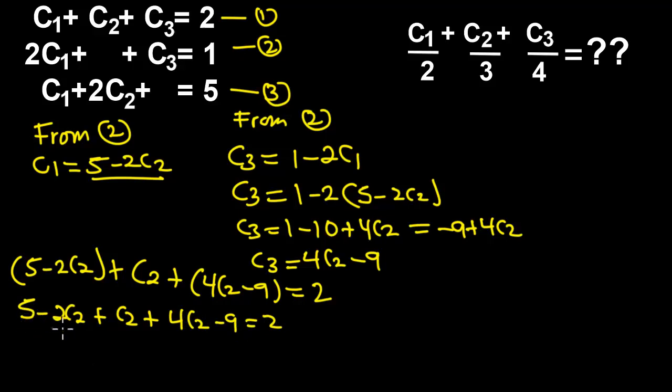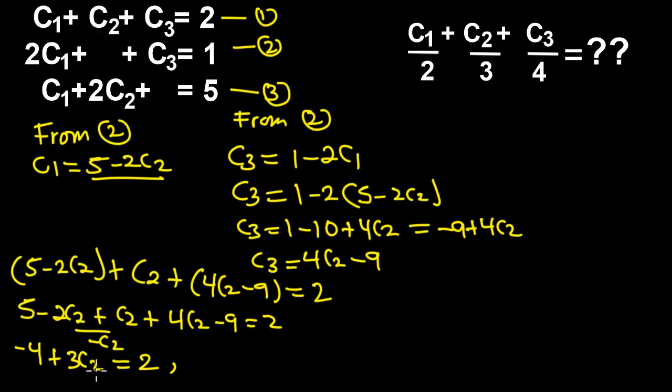So 5 minus 9, we are going to have minus 4. Then here we have minus 2 and then plus C2. So here we are going to have minus C2. So minus C2 plus 4C2, we are going to have plus 3C2. So this will be equal to 2.